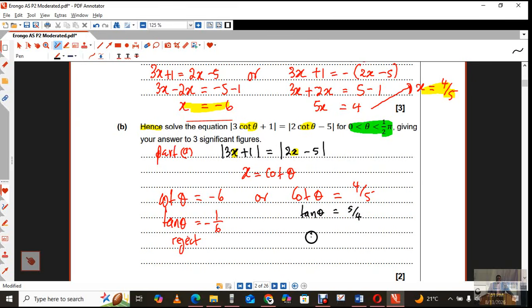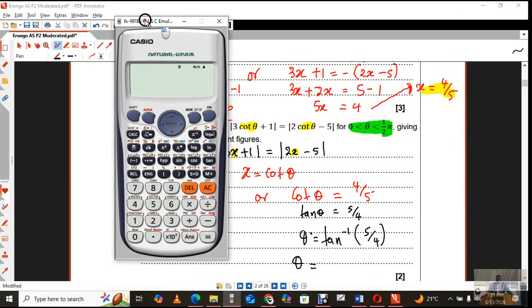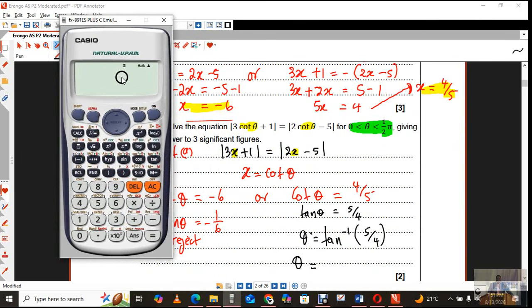And then they are asking you to find theta. Again, make sure your calculator is in radian mode, and then you're supposed to give your answer to 3 significant figures. So let's grab the calculator and see what value we are getting. As you can see, my calculator is already in radian mode, so I'm going to have arctan, the inverse tangent of 5 over 4, right?